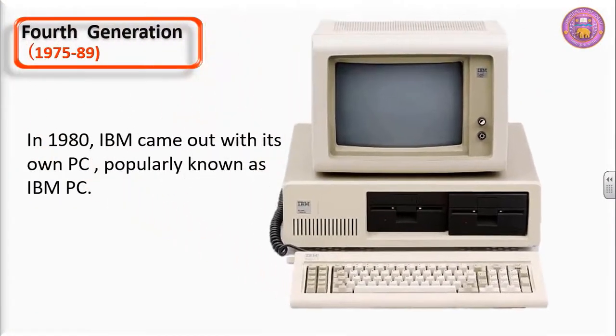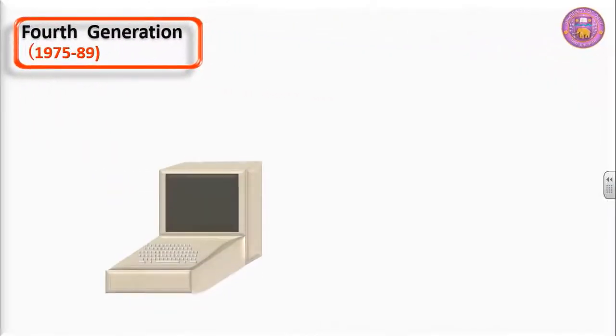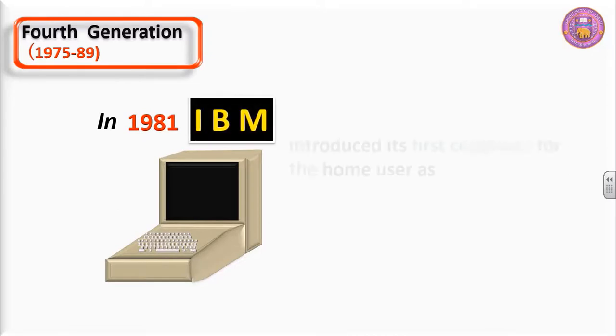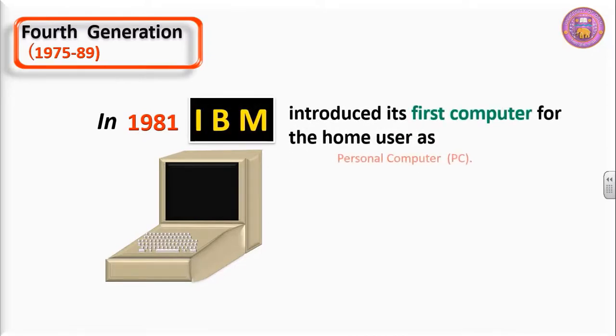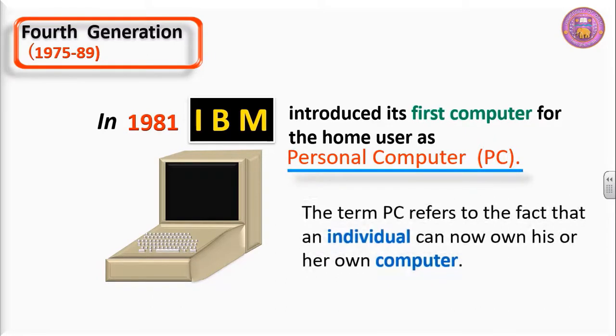In 1980, IBM came out with its own PC, popularly known as the IBM PC. In 1981, IBM introduced its first computer for the home user as the personal computer (PC). The term PC refers to the fact that an individual can now own his or her own computer.